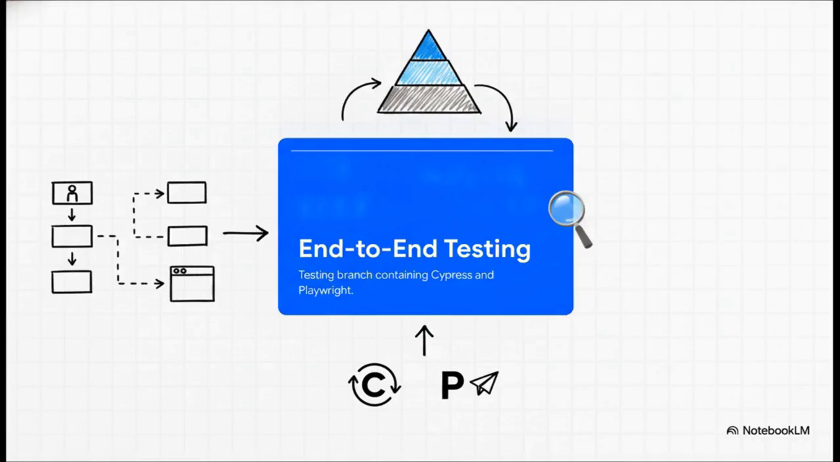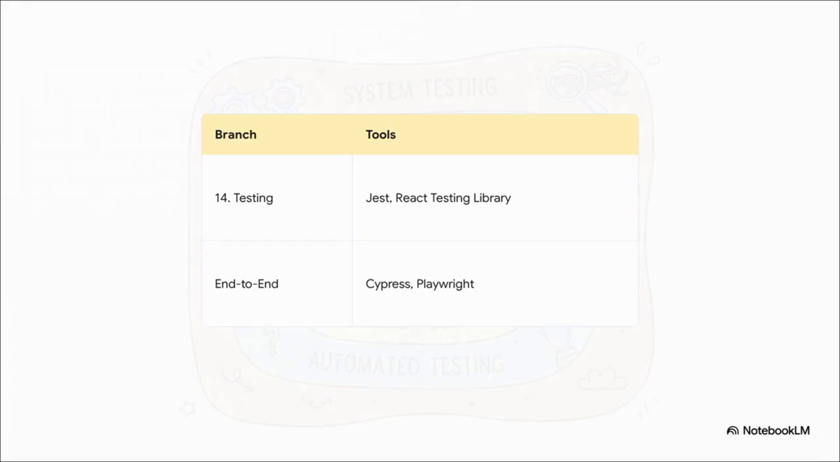Now, it's heavier, it requires a lot more setup, and yeah, it is significantly slower to run. But it provides the absolute highest confidence that your app actually works in production. It catches those nasty, critical regressions that cross the entire stack. And for this heavy lifting, the industry relies on specific, incredibly powerful tools tailored for the job, namely Cypress and Playwright.